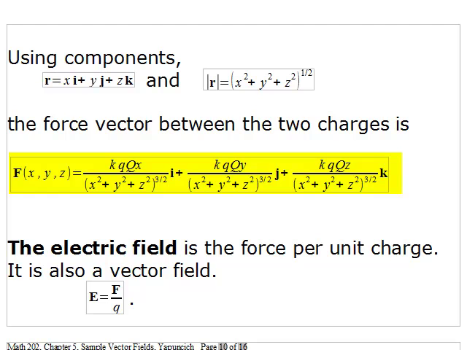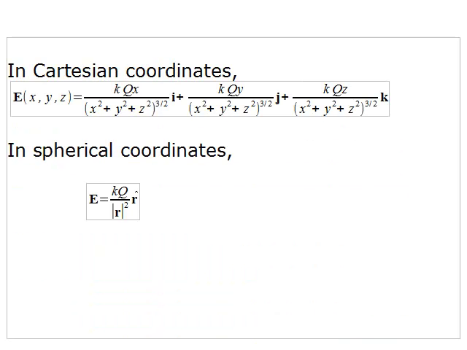The field, and excuse me if I said field when I was talking about F, I really meant force, but the field is just F divided by little q, the arbitrary charge. And we can do the same thing. We can write the electric field in terms of the x, y, z components, or we can write it in terms of r.